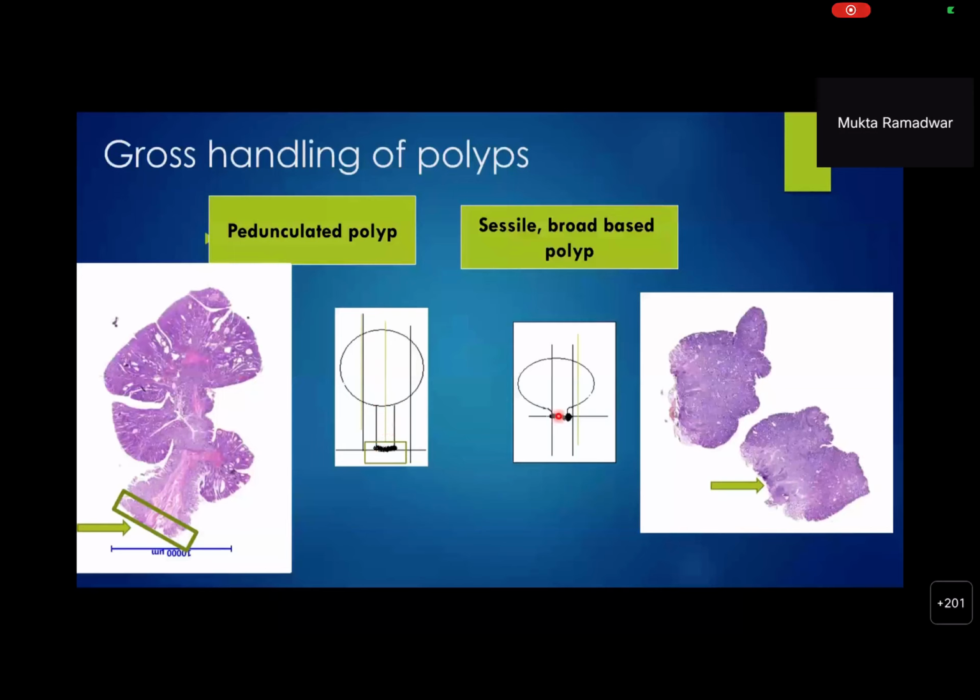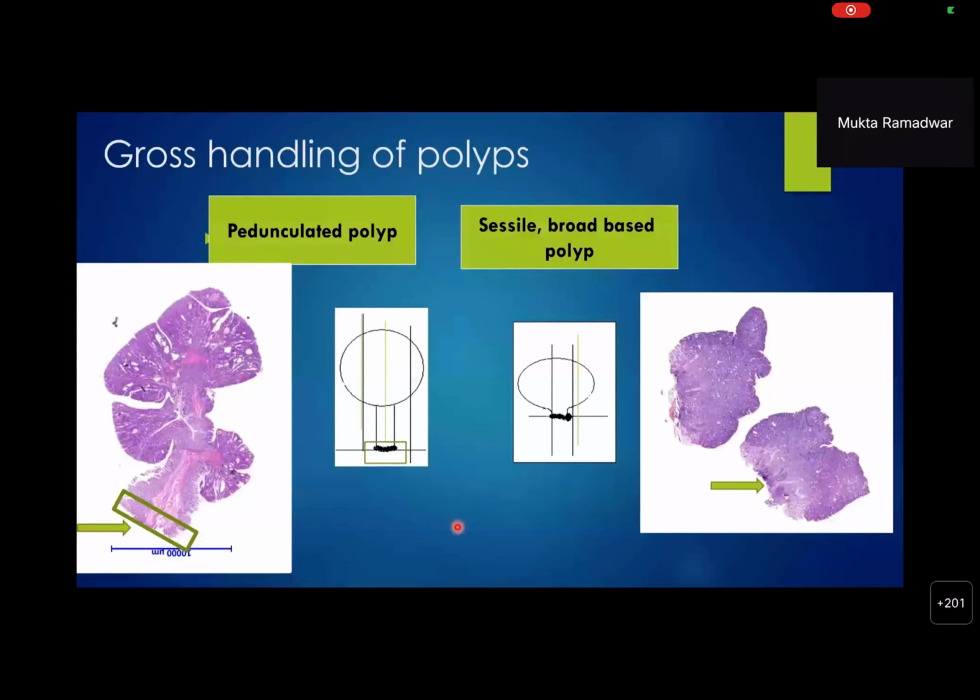When it comes to the sessile polyp, we do not have to block the peduncle because it doesn't exist. So what do we do? We ink the entire base, and then we cut this polyp into 2 or 3 or whatever number of sections its size allows. So this is how both are handled differently.